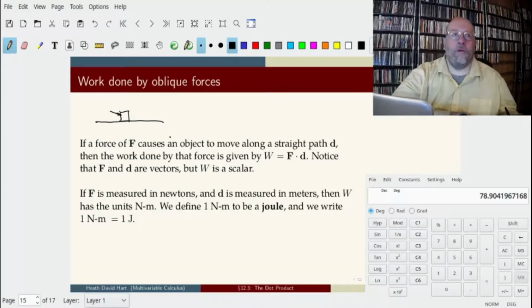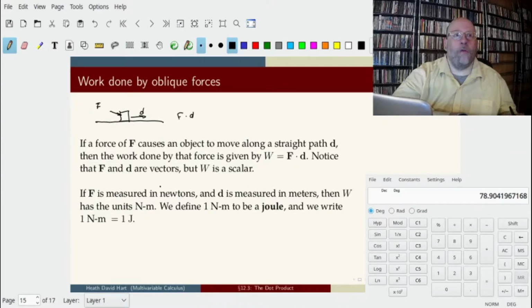If a force F causes the object to move along a straight path, D, even if F and D are not exactly lined up with each other, the work done by that force is equal to the dot product of F and D. And because these will have an angle, there will be a cosine involved in this dot product, which will reduce the magnitude of F and D by the value of the cosine. That's the idea. F and D are vectors, but W is a scalar because it's a dot product.